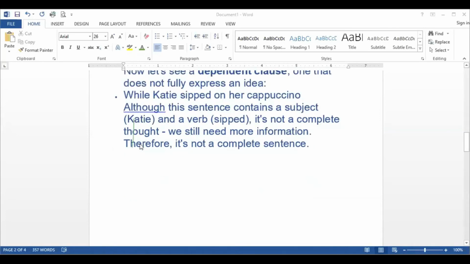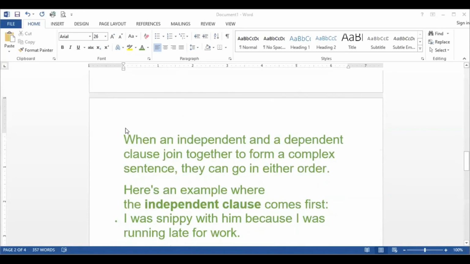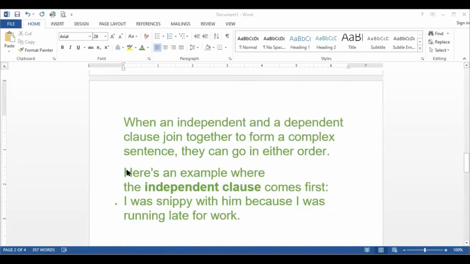And so, now we will go to a complex sentence. A complex sentence is when an independent and a dependent clause are joined together. Now, they can go in any order, meaning that we can have the independent clause first, followed by the dependent clause, or the other way around. Now, this is the first, let me just put this in here.